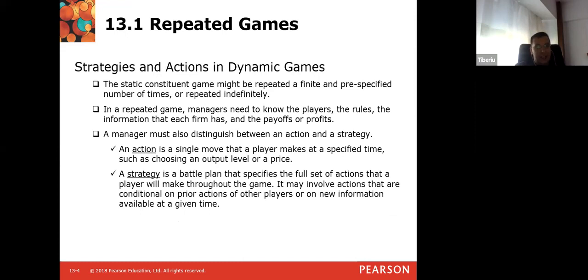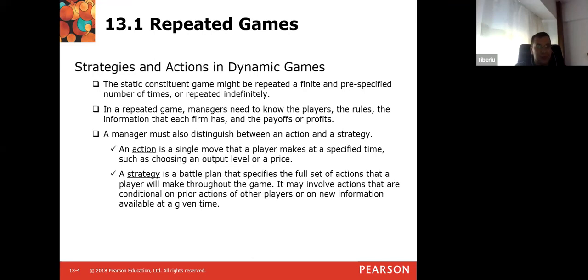Strategies and actions in dynamic games. The static constituent game might be repeated a finite, pre-specified number of times or repeated indefinitely. In a repeated game, managers need to know the players, the rules, the information that each firm has, and the payoffs or profits.